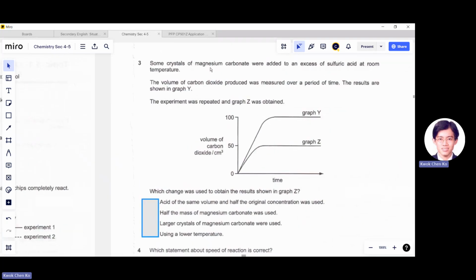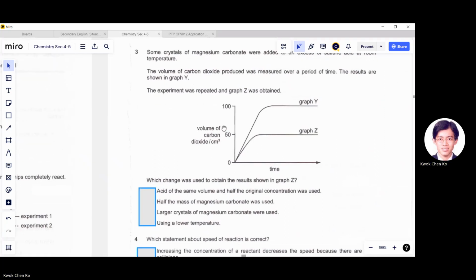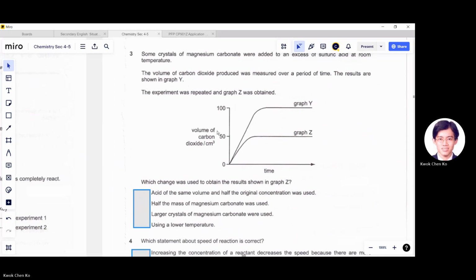Yeah, magnesium carbonate. Make sure you realize that is the limiting reactant. So I hope you notice this is lower. The endpoint is lower. That means you have less limiting reactant. So which answer tells you that there's less limiting reactant? Right, we already know that limiting reactant is magnesium carbonate. So which answer tells you there's less limiting reactant?